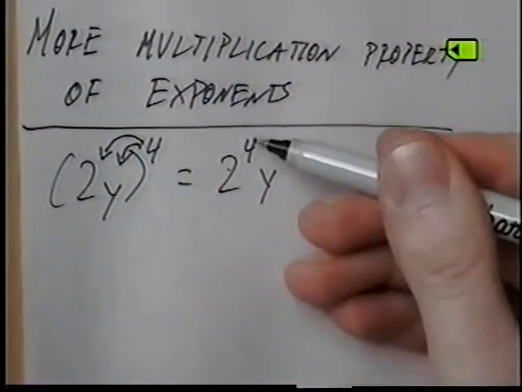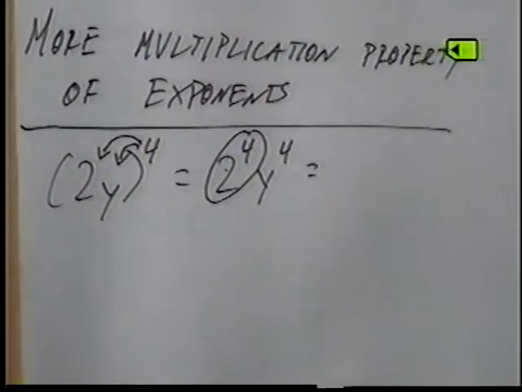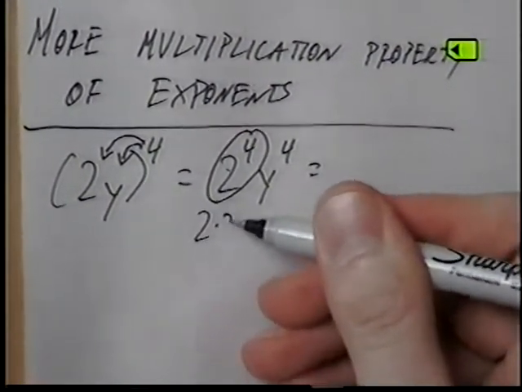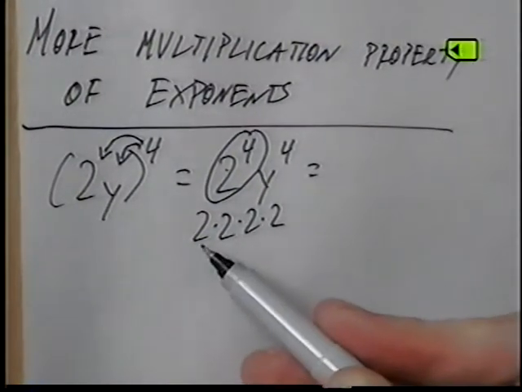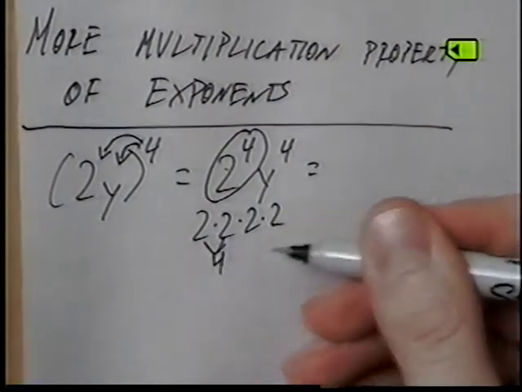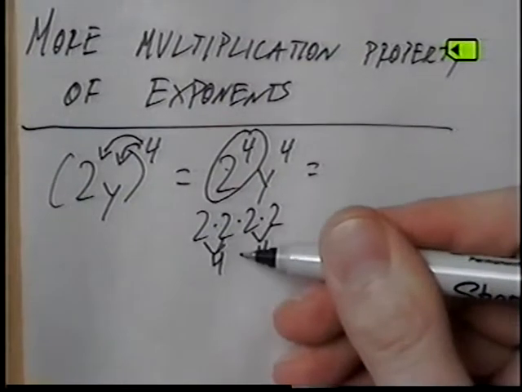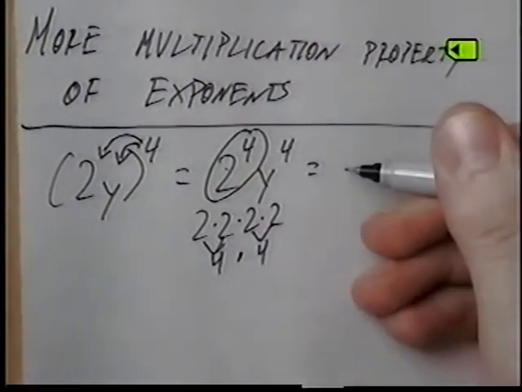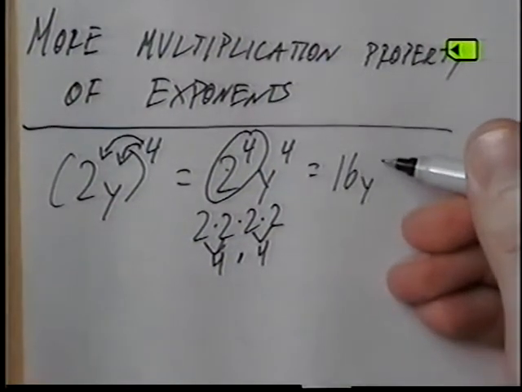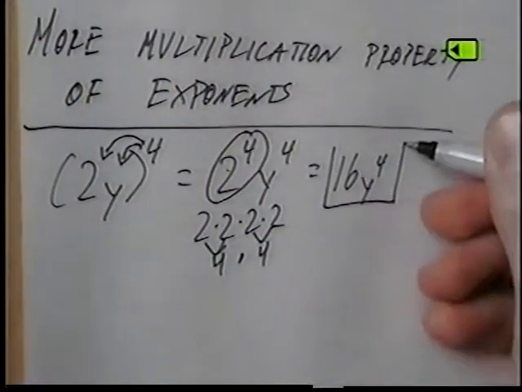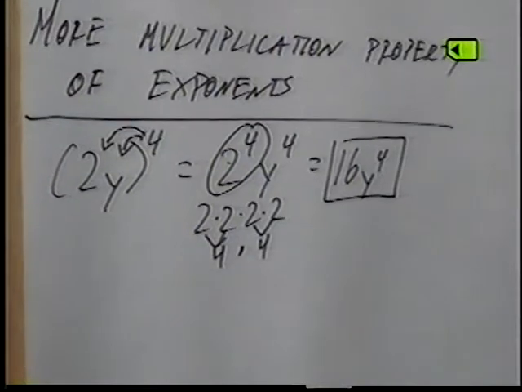For our final answer, again, any numbers we can simplify. 2 to the fourth, it's not 2 times 4, but 2 times itself 4 times. 2 times 2 would be 4. 2 times 2 again is also 4. And the coefficient for this question is 16. Y to the fourth stays the same. And our final answer is 16 y to the fourth.